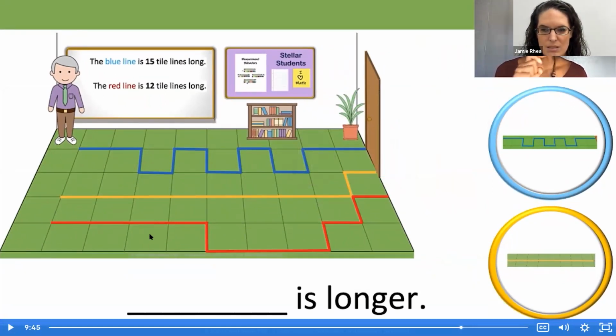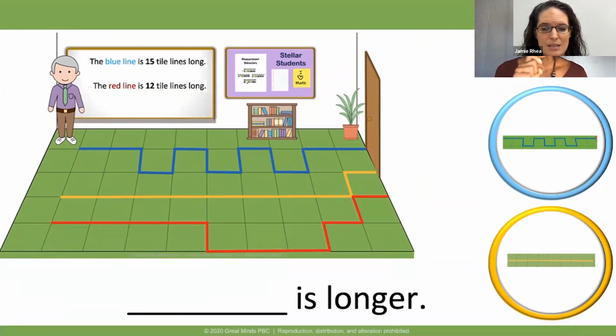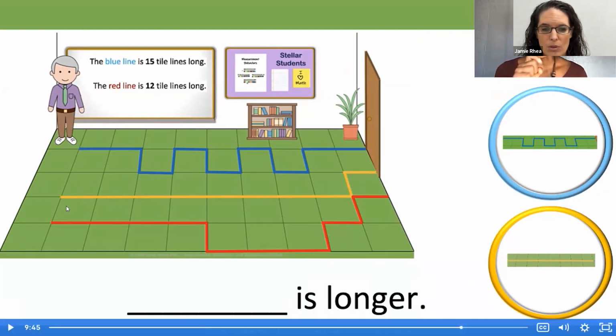Okay, so let's look. They want to know, is the blue path longer or is the yellow path longer? Well, we know that the blue path is longer than the red path, but the yellow path is shorter than the red path. So would the yellow path be shorter or longer than the blue path? It's going to be shorter. And we can even double check and count. Let's count. 1, 2, 3, 4, 5, 6, 7, 8, 9, 10. Is the yellow line shorter than the blue line?